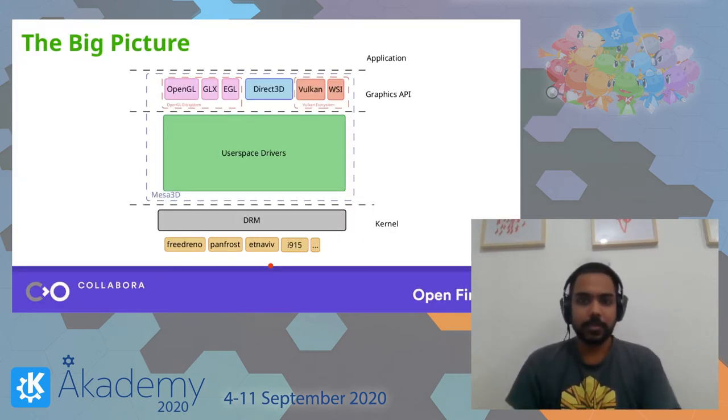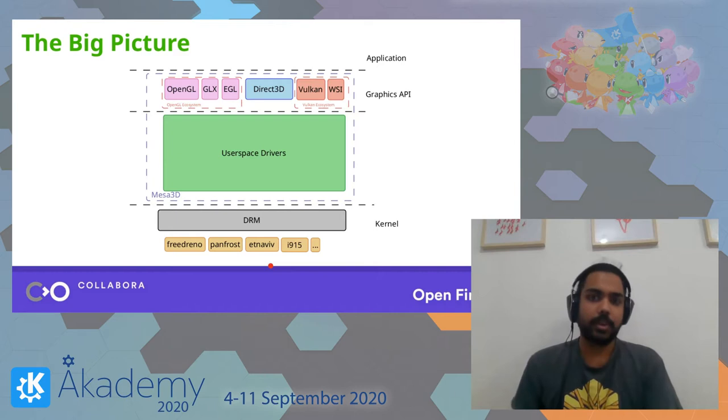Cool. So what are the parts of a pipeline? We have three big parts of the pipeline. The first big part is the graphics API. The second big part are the user space drivers. And the third big part are the kernel space drivers.